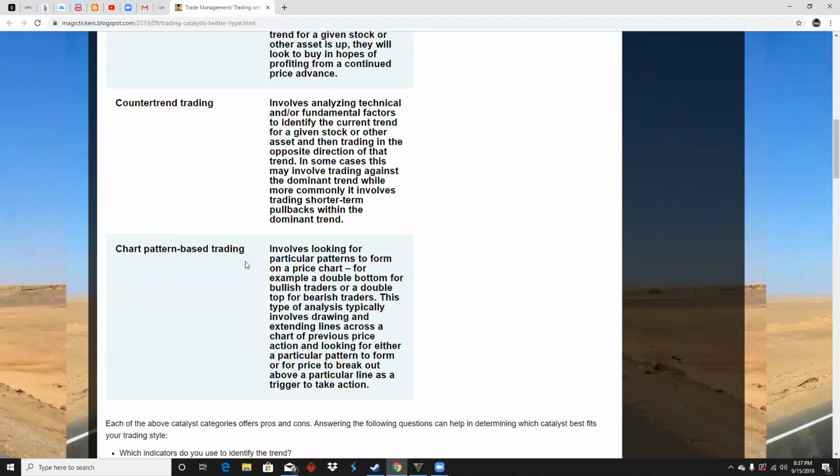And of course, you've got chart pattern-based trading, which involves looking for particular patterns to form on a price chart. For example, a double bottom for bullish traders or a double top for bearish traders. This type of analysis typically involves drawing and extending lines across the chart of previous price action and looking for either a particular pattern to form or for a price to break out above particular lines as a trigger to take action.